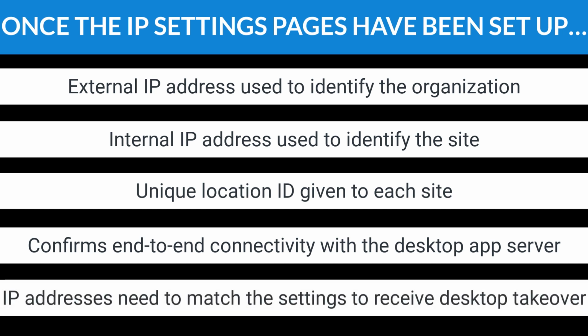Only computers with IP addresses matching the settings in the CENTJX admin panel will receive desktop takeover messages during a campus-wide alert. Please note that after the IP settings have been changed, allow 30 minutes to 2 hours for the changes to propagate to the desktop application servers.